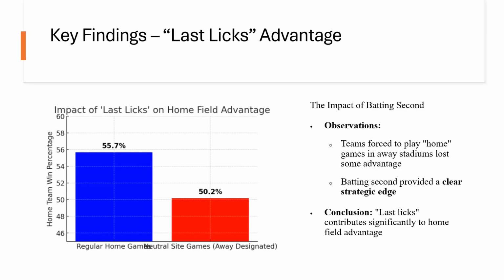One aspect of baseball that does contribute to home field advantage is the last licks rule. This means that the home team always bats last in the inning, which gives them a strategic edge in close games. Our analysis found that teams playing home games at neutral sites, such as the Toronto Blue Jays, who played in Buffalo in 2020, lost part of their home field advantage when they were designated as the visiting team. This confirms that batting second provides a clear benefit, likely because teams can adapt their strategy more effectively in the final inning.